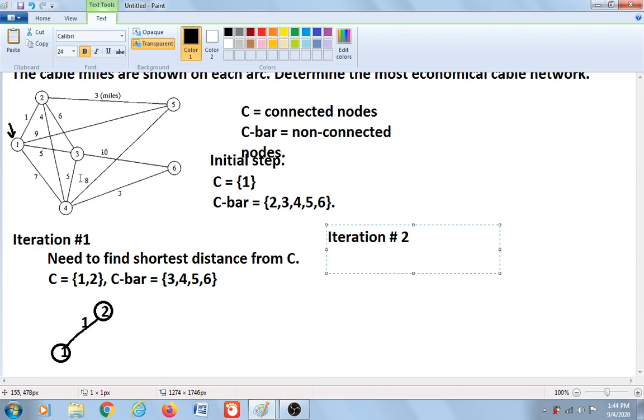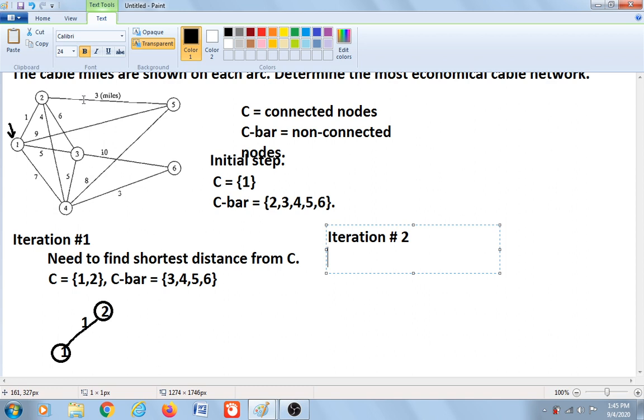I repeat. Our C now is 1 and 2, which are connected. From 1 we can go to 5, and that is 9. We can go to 3, that is 5, and we can go to 4, and the distance is 7. From 2 we can go to 5, that is 3. We can go to 3, that is 6, and we can go to 4, and the distance is 4. So the shortest distance among those is 3, and that connects 2 and 5.